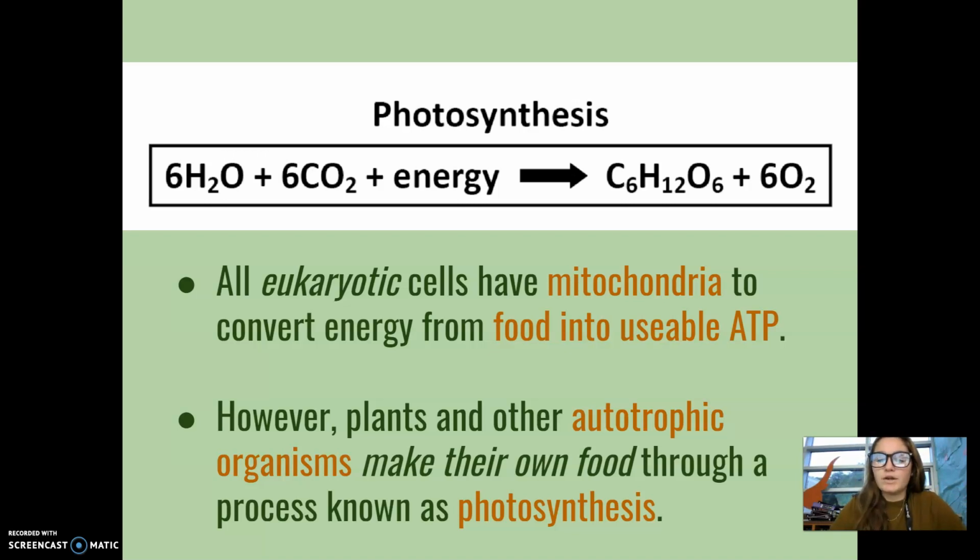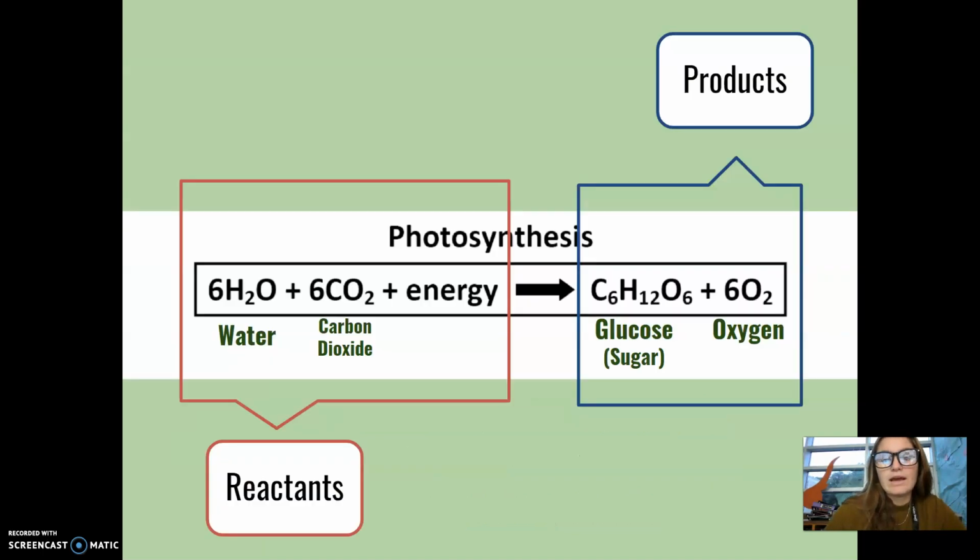Now, this word is not new to you. We have brought it up in class before, but just as a reminder, an autotroph is an organism that can make their own food. And we're usually going to see the process that they're using to make their own food. They're usually going to be using photosynthesis.